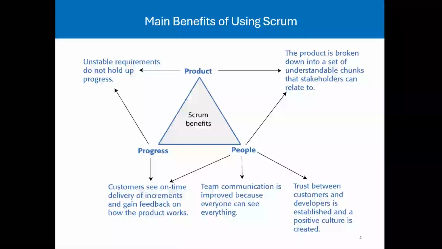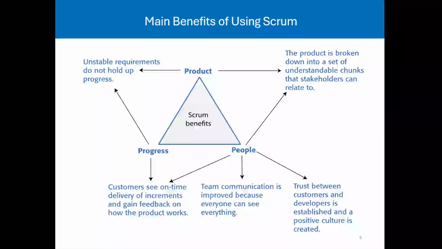Also, even if requirements change frequently, Scrum accommodates this well by allowing reprioritizing in the next sprint. In the progress section, Scrum ensures visible progress through time-boxed sprints and frequent deliveries. Customers see on-time delivery of increments, not vague promises or long development phases with no output.